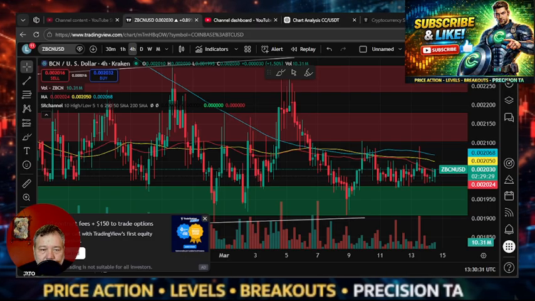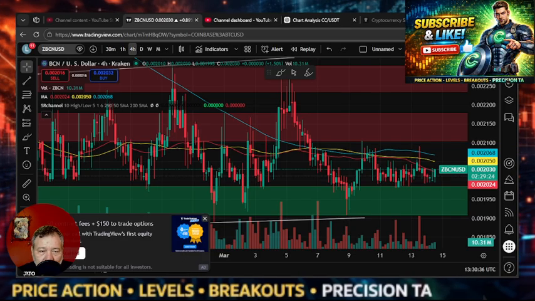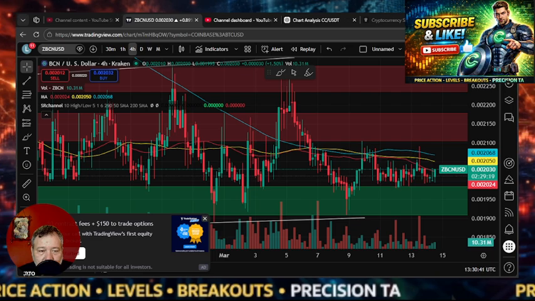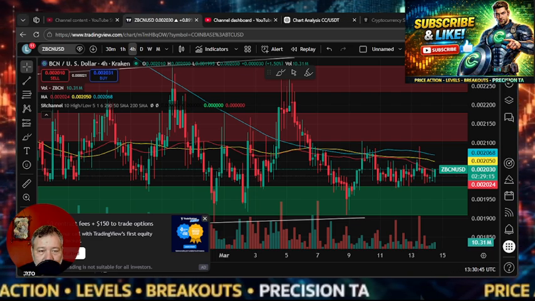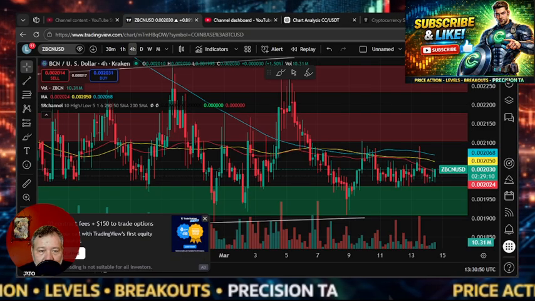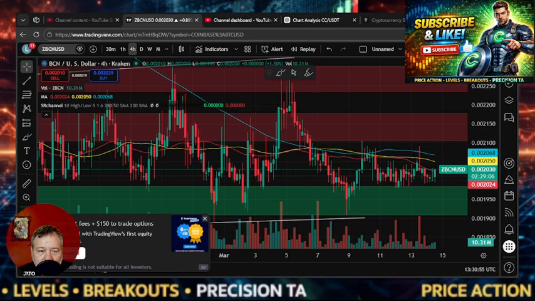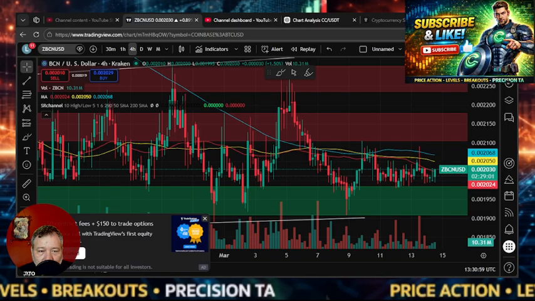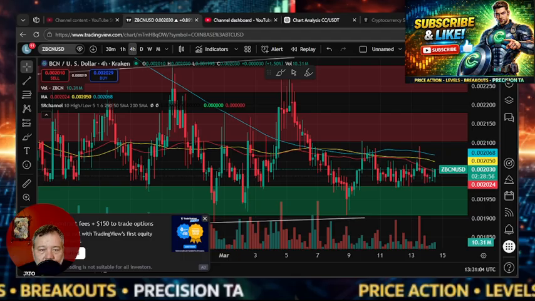And I wanted to bring to you the key support zones. Now let's talk about the most important level on this chart, and that is the support zone sitting around 0.00195 to 0.00198. This area has acted as strong demand multiple times. Every time price drops into this zone, buyers step in and push the market back up. That tells us something important. Large players are likely accumulating around this level.